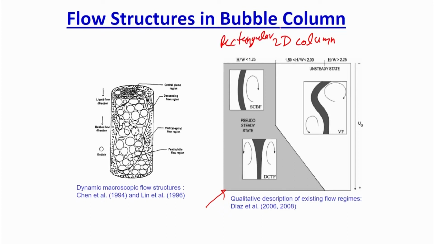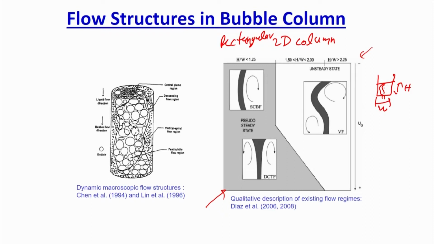So, in a rectangular column, these are the flow regimes observed as you increase the velocity. If the H by W ratio is low, meaning the height to width ratio of the liquid, where this is the width and this is the height of the liquid inside, say around 1, and you inject the plume, you will see a single plume which moves towards one wall.